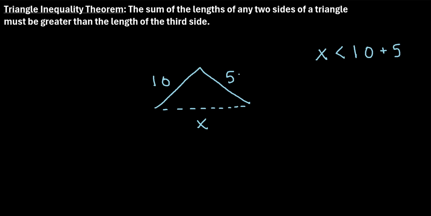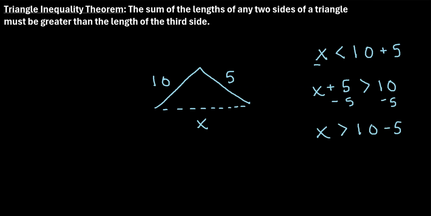x must be less than 10 plus 5. At the same time, this smaller side plus x must be greater than 10. So let's write that. x plus 5 has to be greater than 10. And if we want to solve for x here, we could just subtract a 5 from each side. So we can really say x has to be greater than 10 minus 5. So here are the two rules. x has to be less than 10 plus 5, and x has to be greater than 10 minus 5.